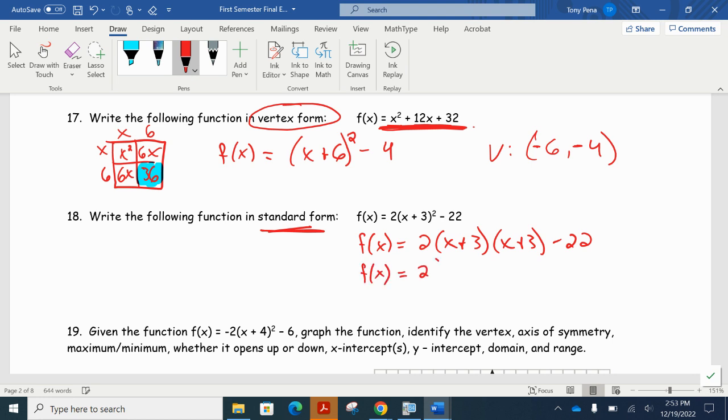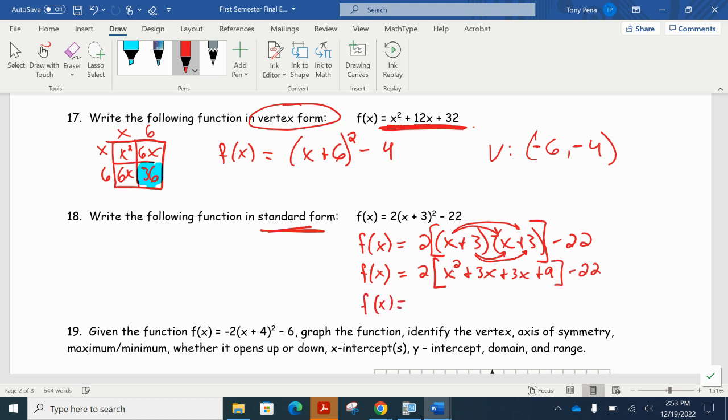So I would ignore the 2 right now and just deal with the x plus 3 times the x plus 3. So I would do x times x. We're going to distribute. Sorry, x times x should have given us an x squared there. Then the 3 gets distributed. So 3 times x is 3x. 3 times 3 is 9. And then minus 22.